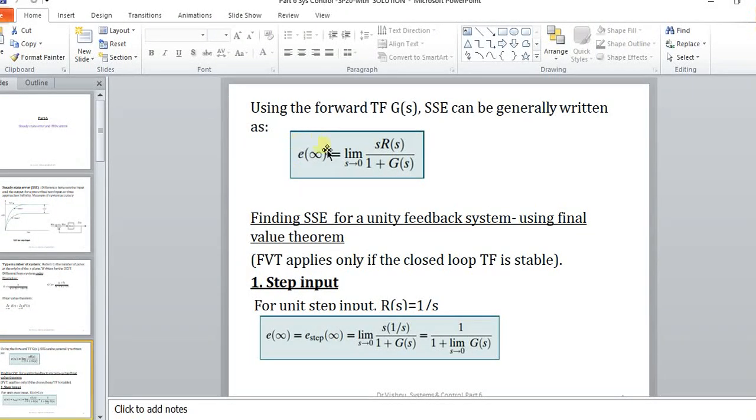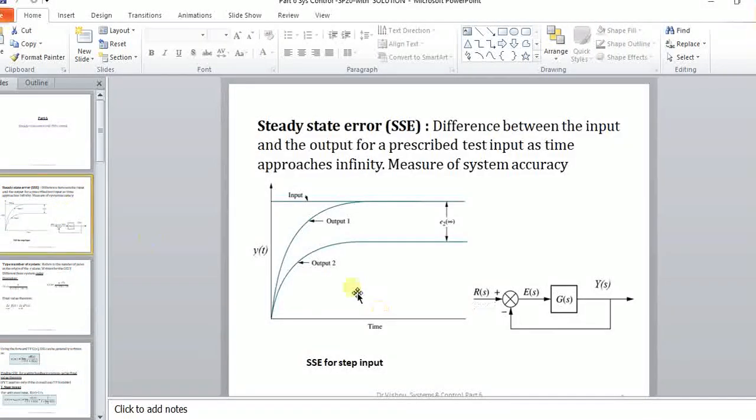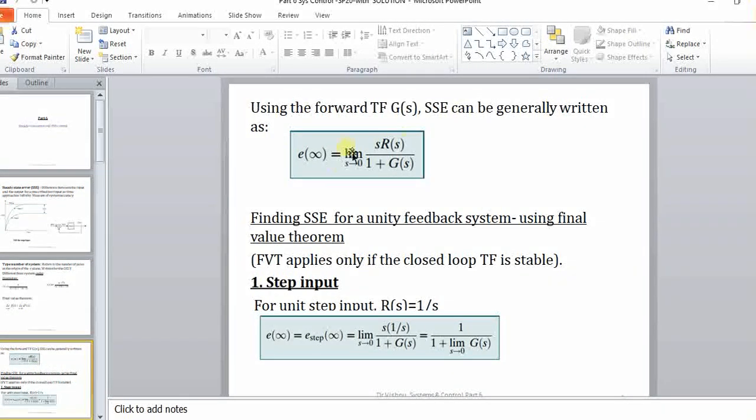So this is a common expression for finding steady state error. This E of infinity means the error as time goes to infinity. It is limit s tends to 0, s R(s) over 1 plus G(s). Now this R(s), G(s) all are coming from this system. You can refer to this figure here and go back to that formula here.